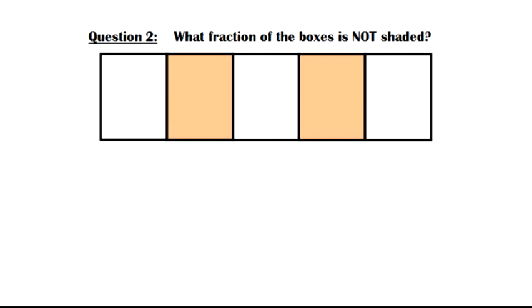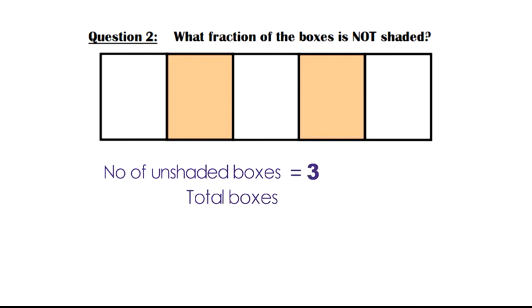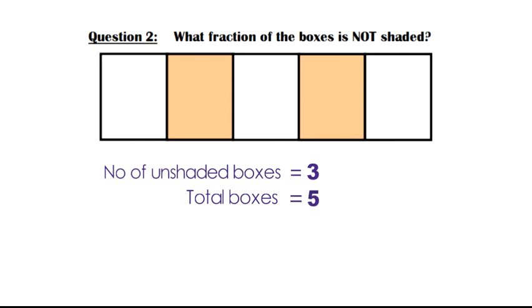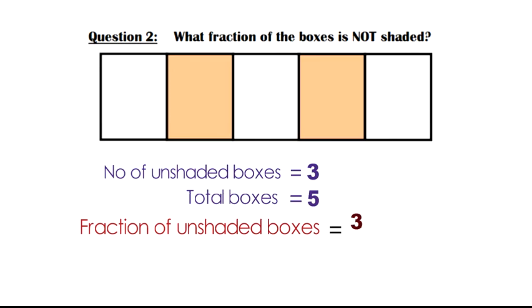Question 2. What fraction of the boxes is not shaded? If you look at the diagram, you will see that 3 boxes are not shaded. So, the number of unshaded boxes is equal to 3, while the total number of boxes is equal to 5. Therefore, the fraction of the unshaded boxes is equal to 3/5.